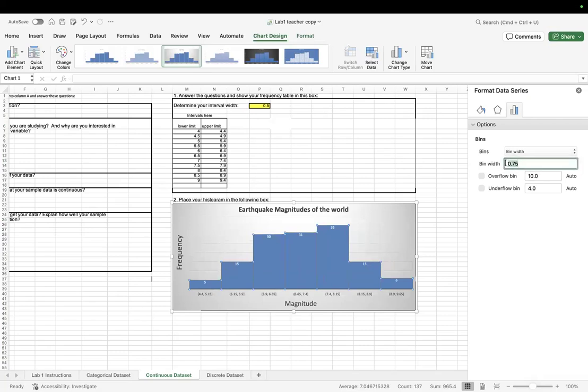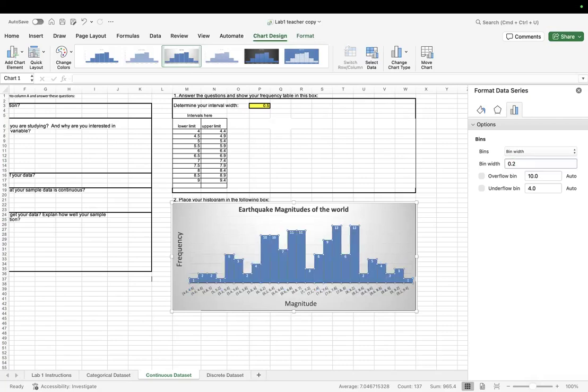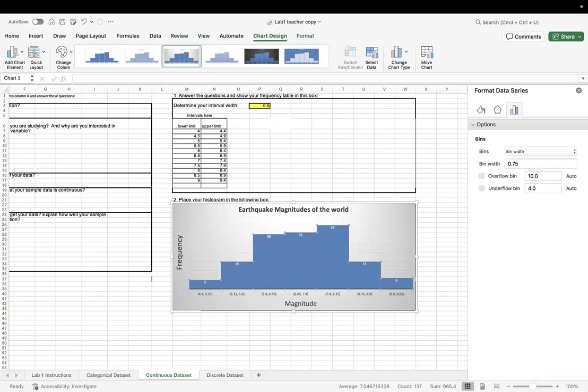So let's say that I decided to make it 0.2. Am I going to get blank ones? I was trying to make it so that I got blank ones. It looks like I don't. That's way too many though. So just play with it until you make the bin widths the way you like it. I like the 0.75. I'm going to leave it on that.